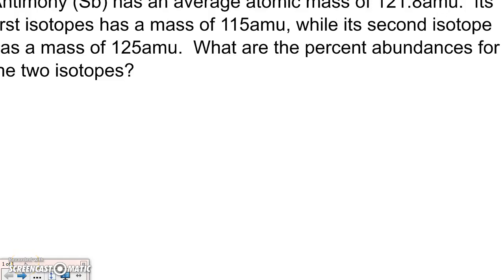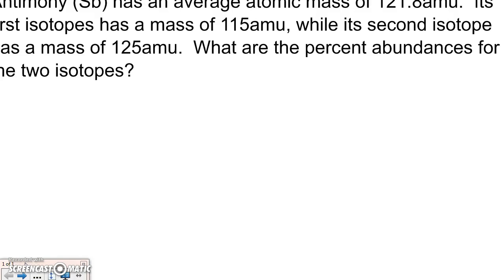I'm showing you guys again how to walk through finding our percent abundances when I give you the average atomic mass from the periodic table. So here's our sample problem. Antimony, with symbol Sb, has an average atomic mass of 121.8 AMUs. Its first isotope has a mass of 115 AMU, while its second isotope has a mass of 125 AMUs. What are the percent abundances for the two isotopes?